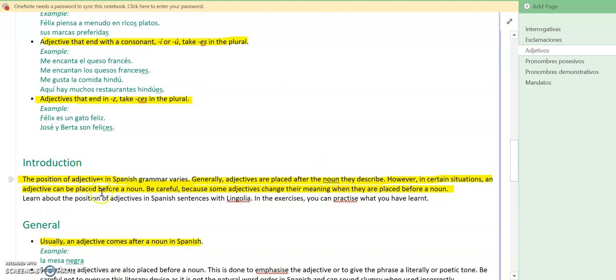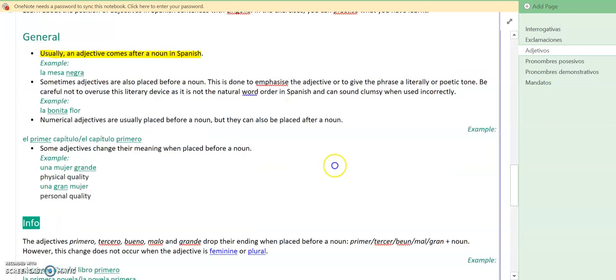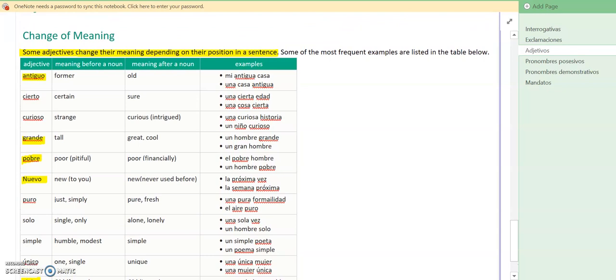In general, so right here it talks about the placement of adjectives. Generally, adjectives are placed after the noun. So right here, that is the important part, that they are placed after the noun. However, in certain situations, they can be placed before them, but most of the time they're after. So when would you place adjectives before the noun? You would place adjectives before the noun if you are changing their meaning. And then you can go to this chart, and these adjectives change meaning based on the placement.